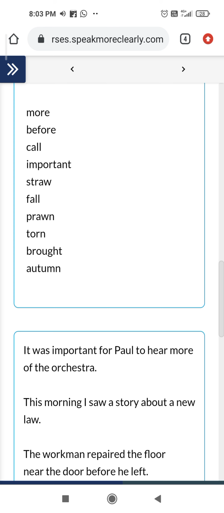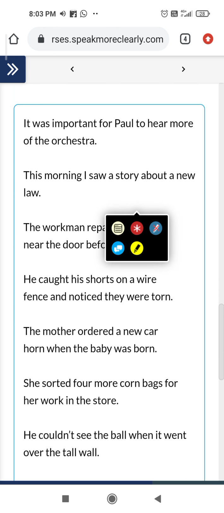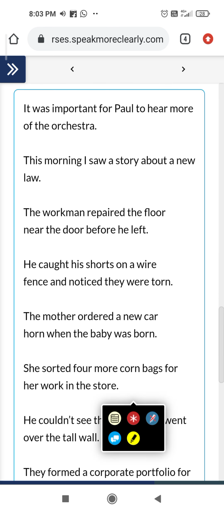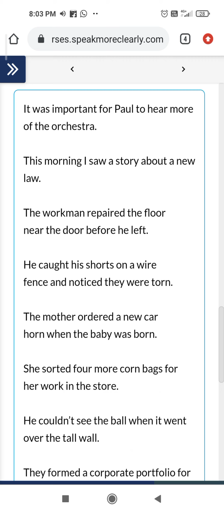It was important for Paul to hear more of the orchestra. This morning I saw a story about a new law. The workman repaired the floor near the door before he left.